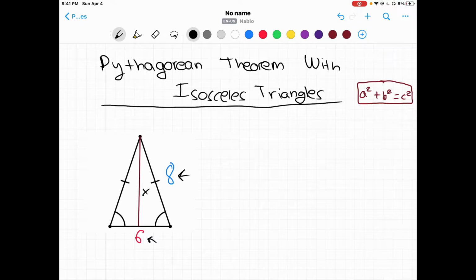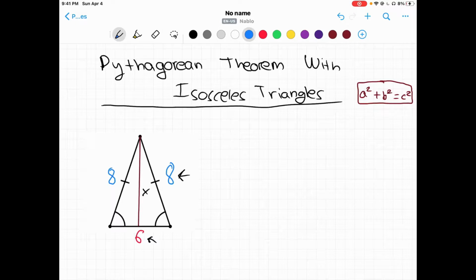Now, first of all, what do we know about isosceles triangles? Well, we know that there is a smaller side and then two larger sides that have the same length. And 8 is bigger than 6, so 8 would be the larger side. And since we have two of those larger sides that have the same length, this other side right here would also be 8.